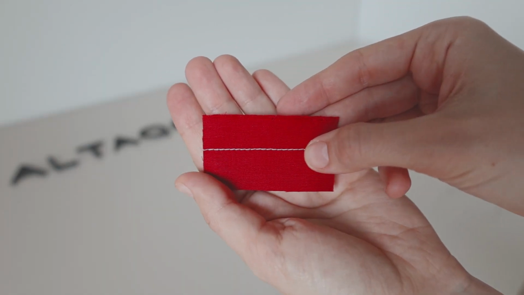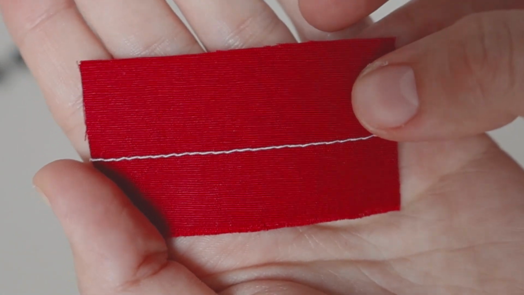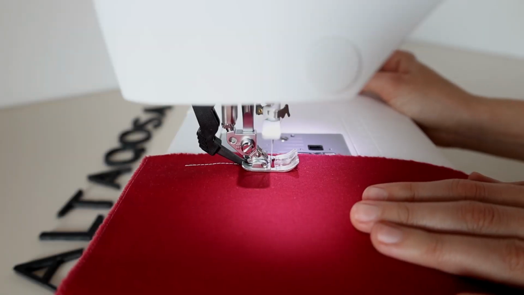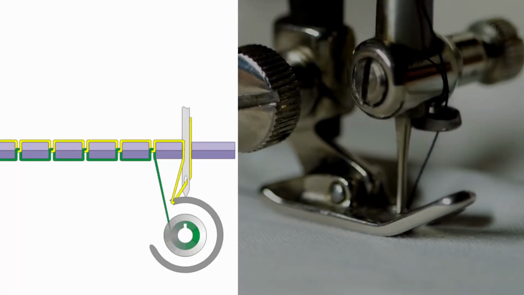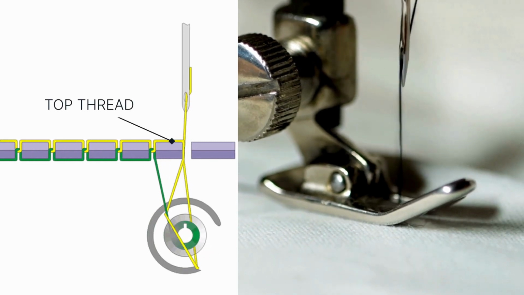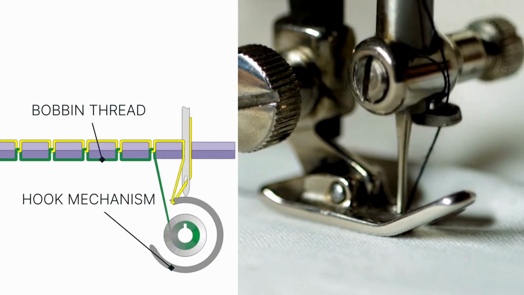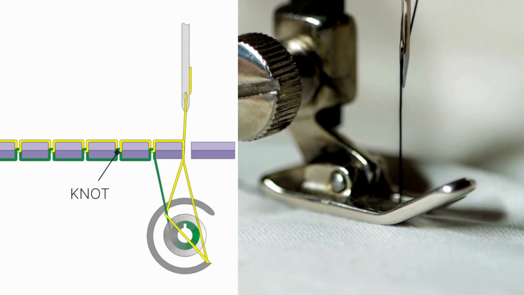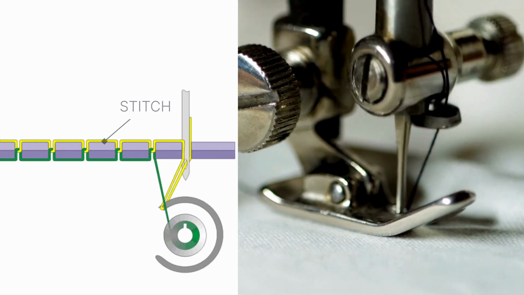The lock stitch, known for looking the same on both sides and for its versatility, is the most commonly used type of stitch in sewing. It's formed when the sewing machine's needle rapidly moves up and down, piercing the fabric and creating a loop with the top thread. This loop is then caught by a hook mechanism below the needle, which wraps it around the bobbin thread, resulting in a knot that locks the two threads together. These continuous knots form a secure line of stitches that hold the fabric together.